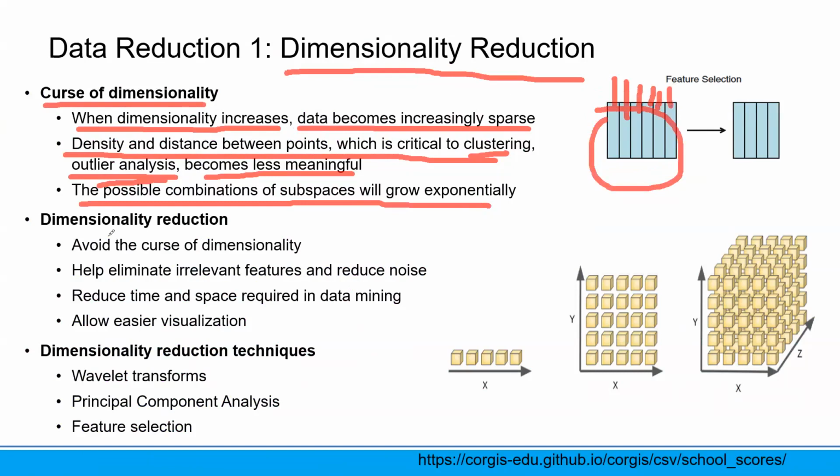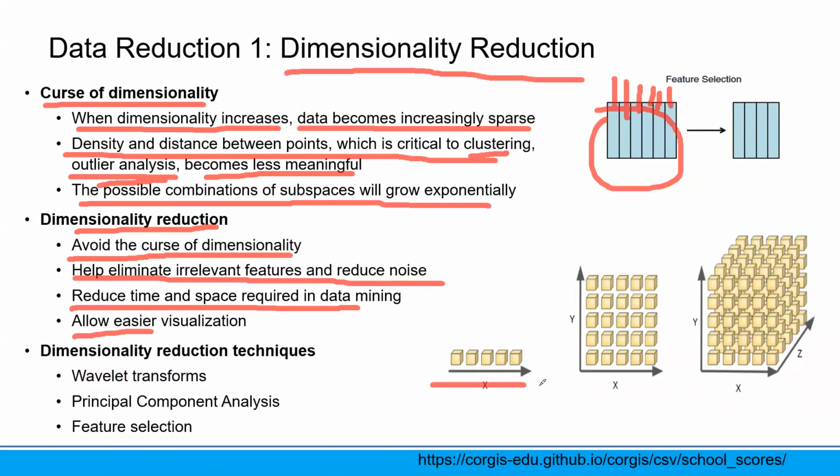So dimensionality reduction is necessary to avoid the curse of dimensionality. It helps to eliminate irrelevant features and reduce noise. It reduces the time and space required in data mining, and it allows easier visualization.